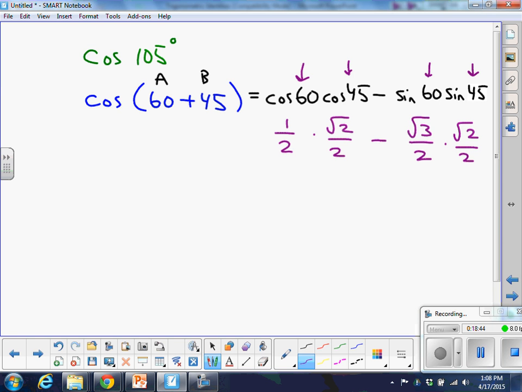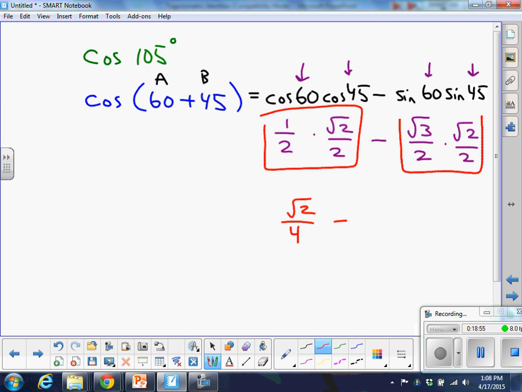Now if we just simplify, multiplying these two together, we multiply straight across. The top is just square root of 2. The bottom is 2 times 2, which is 4. And the other piece, multiply again straight across to get square root of 6 over 4. And sometimes we like to just write it as one big fraction. And that is it. That's your angle sum and difference formula in action. All right.